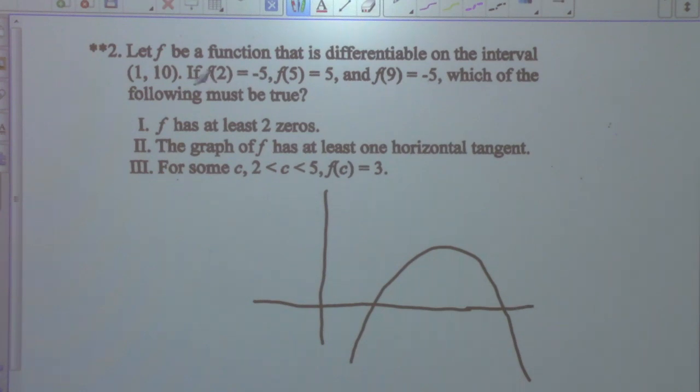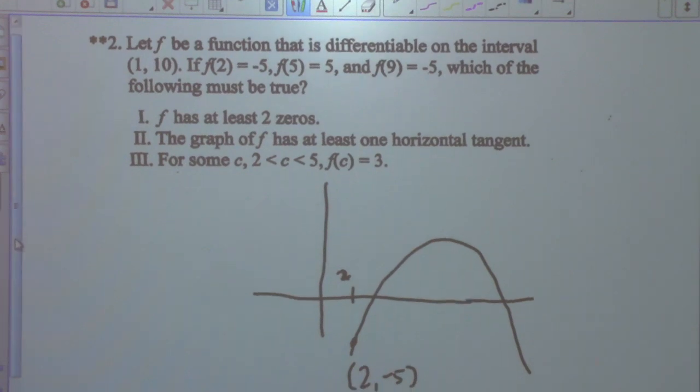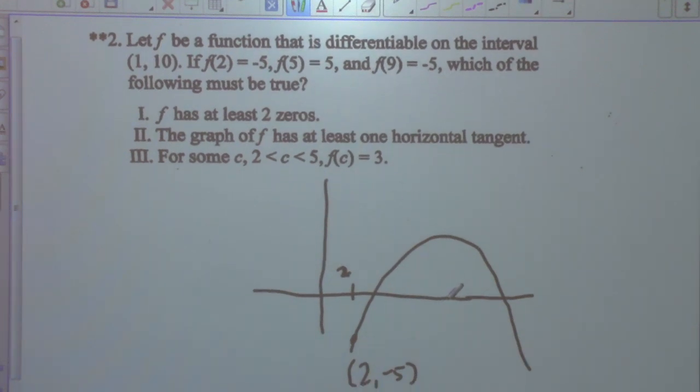So what he has is that from 1 to 10, f of 2 equals -5, so here's 2, and f of 2 is -5, so we have 2 comma -5. And then f of 5 equals 5, so that would be 5 comma 5. And then f of 9 equals -5, so at 9, we're back here at -5. So I put 9 comma -5.